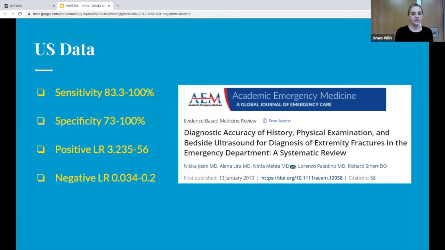For the ultrasound studies, they used X-ray and also ultrasounds that were done by EM physicians. And the quality of the studies was analyzed using the QUADAS-2 guidelines that looked for any potential bias and then the applicability to our practice. So the sensitivity of ultrasound was found to be anywhere from 83 to 100%. The specificity is 73 to 100%, with a positive likelihood ratio of 3.235 to 56, and a negative likelihood ratio of 0.034 to 0.2.